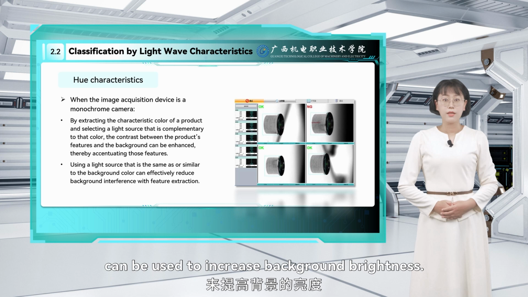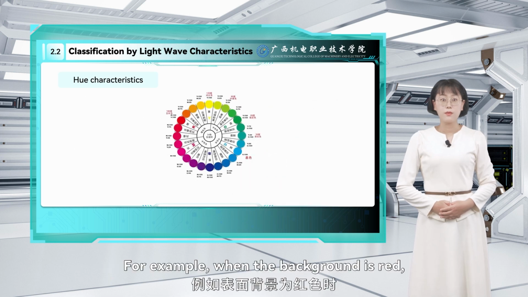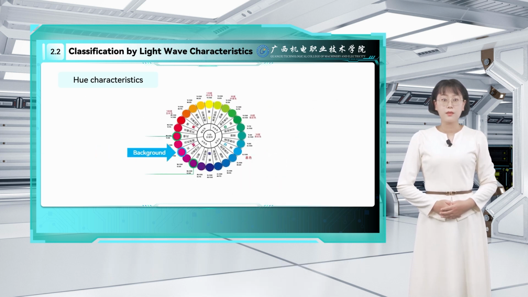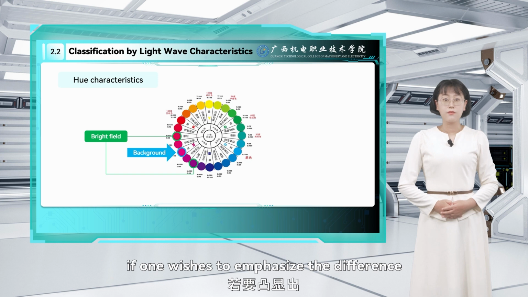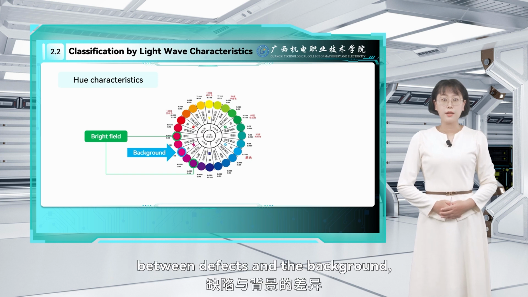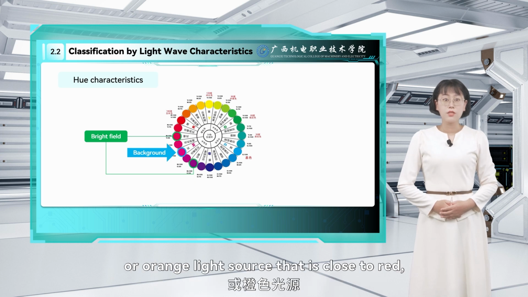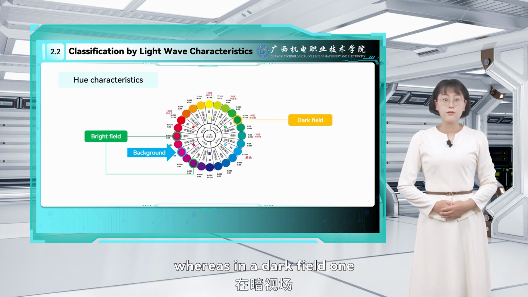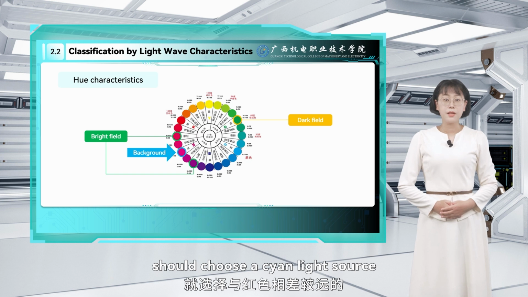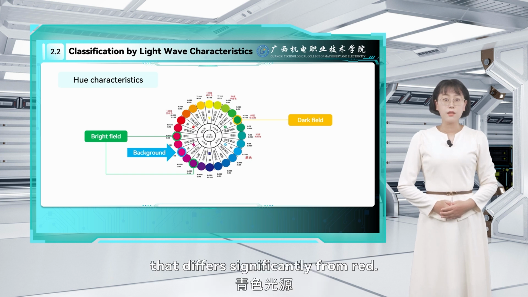increase background brightness. For example, when the background is red, if one wishes to emphasize the difference between defects and the background, in a bright field one can select a purplish red or orange light source that is close to red, whereas in a dark field one should choose a cyan light source that differs significantly from red.